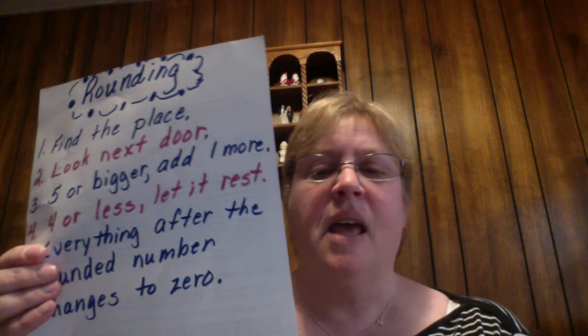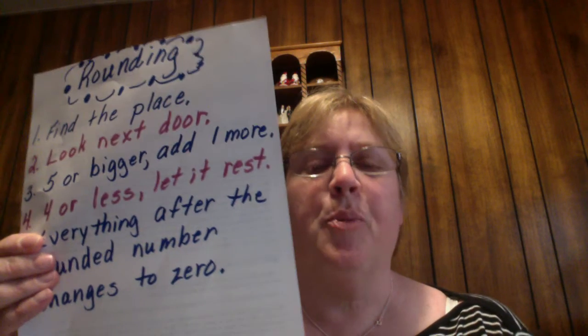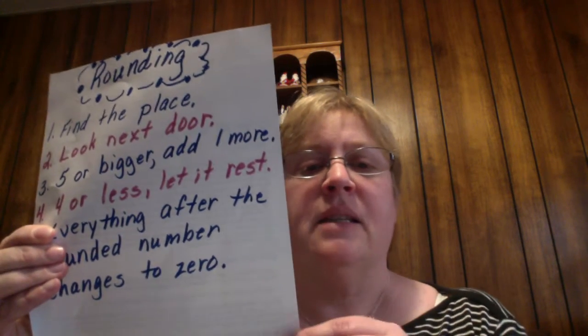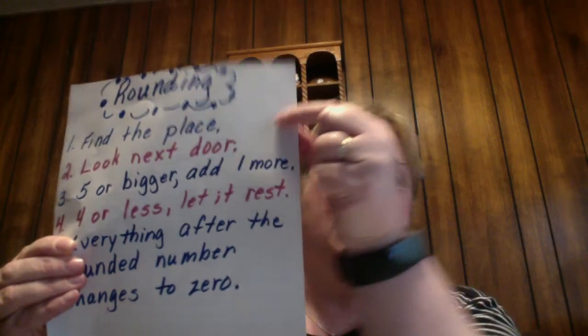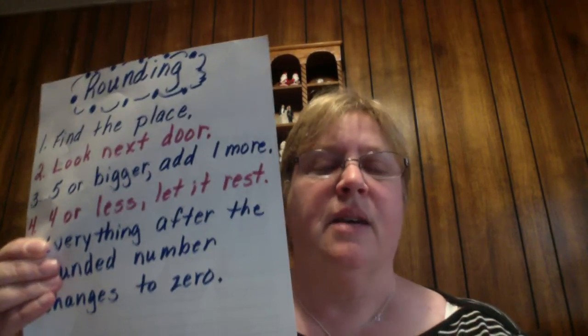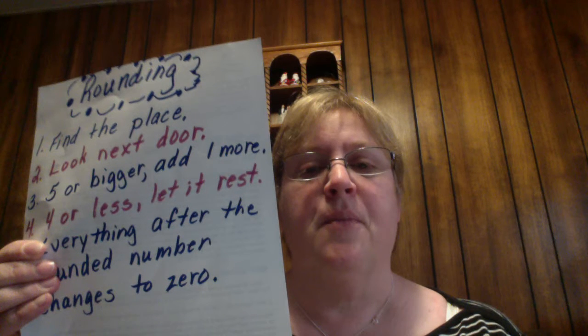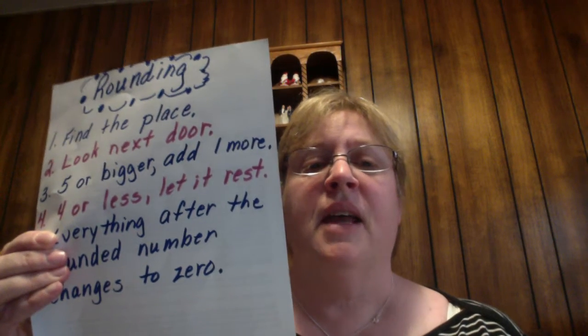So, when we round to the nearest 10 or to the nearest 100, here's a little poem or a little saying that might help us to do the job quicker and easier for us. So the first thing we do is we find the place. If I'm rounding to the nearest tens, I'm looking at the tens place. If I'm rounding to the nearest hundreds, I look at the hundred place.